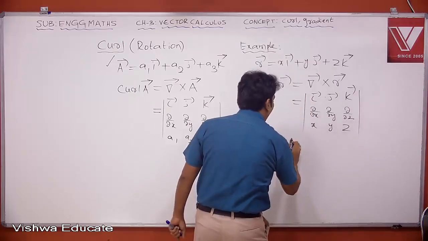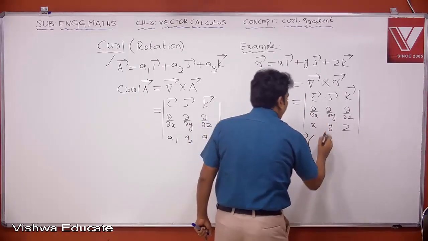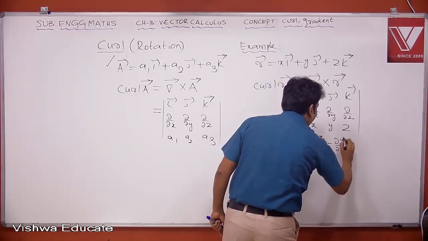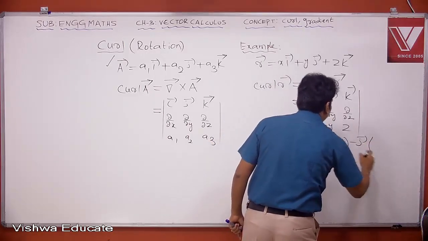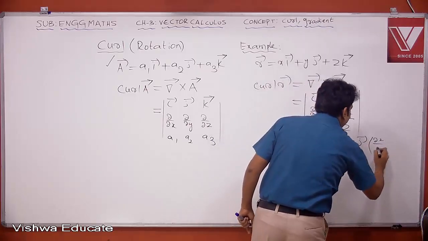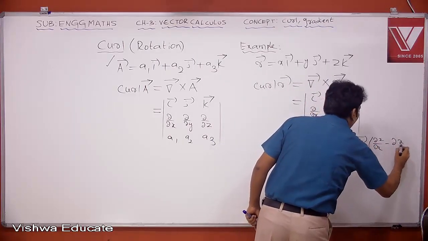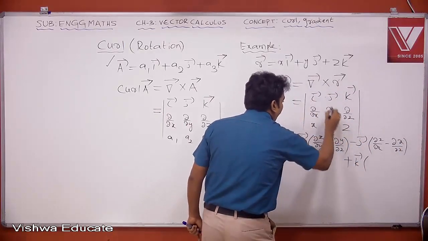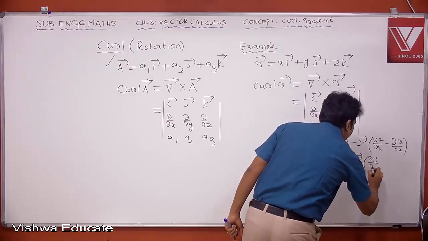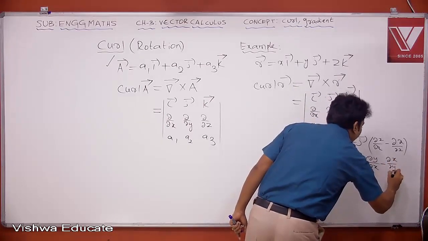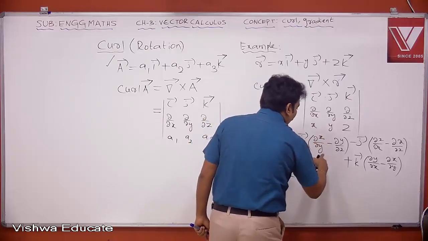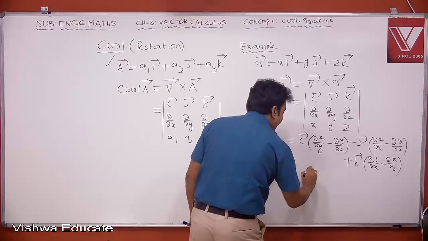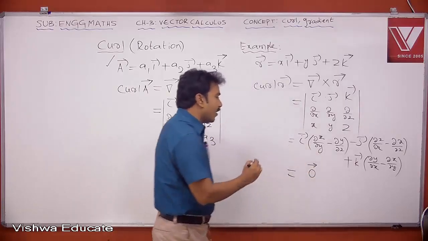Now let us expand this: i bar into dou z by dou y minus dou y by dou z, minus j bar into dou z by dou x minus dou x by dou z, plus k bar times the determinant of this block. Therefore, this is dou y by dou x minus dou x by dou y. Now, dou z by dou y is 0, dou y by dou z is 0. Like this, all the partial derivatives are 0. So this is a null vector, so I write it as 0 bar.